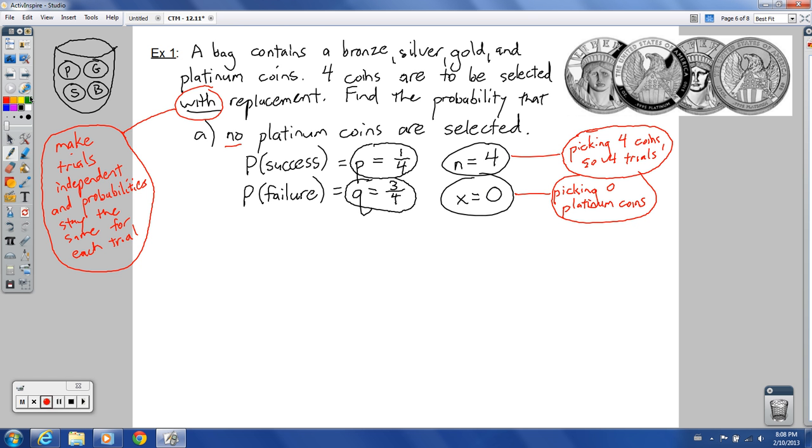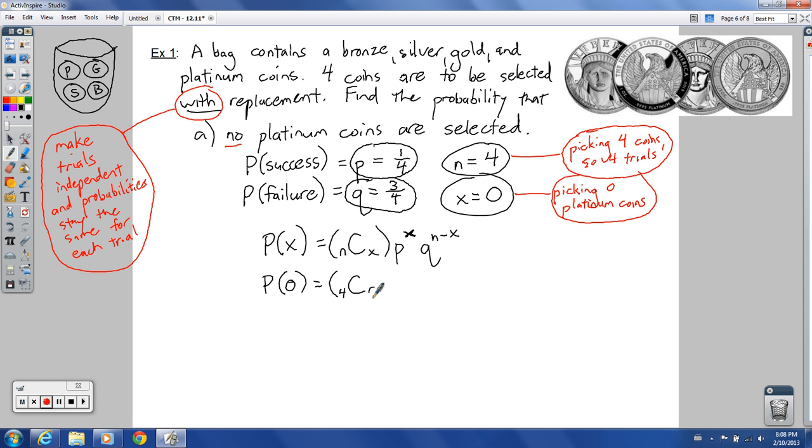So with all that said, now it's real easy. Now we just have to plug it into the formula correctly. So our formula, this is the general formula. I'm just going to write this down in the general way one more time, and then from there we'll just be plugging the numbers in immediately in the following examples. So this was the general formula again. So n choose x, and then p to the x power, and q to the n minus x power. And so our x is 0. We're trying to pick 0. So the probability of picking 0 platinum coins, and n is 4.